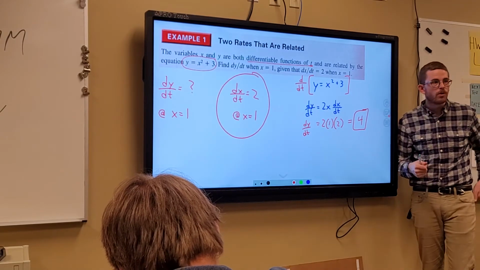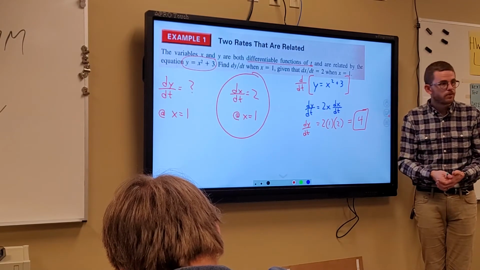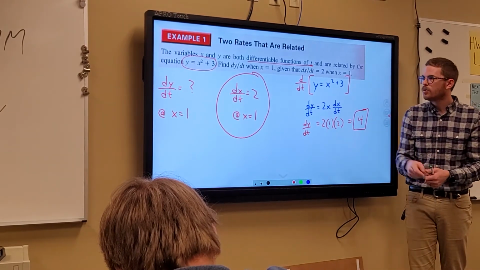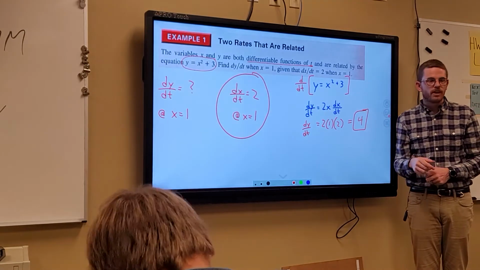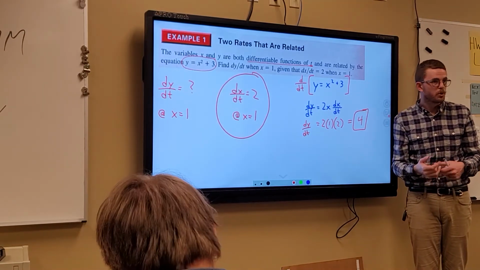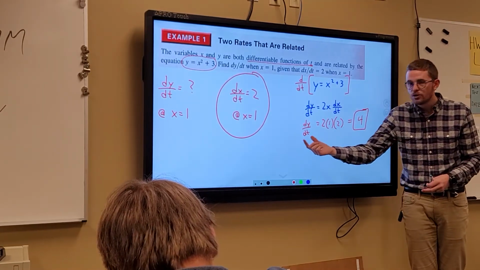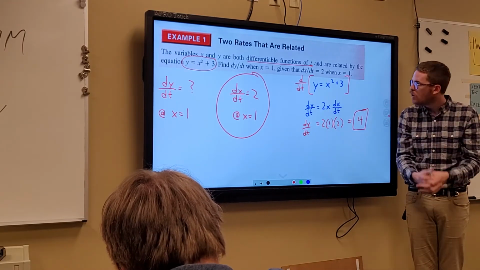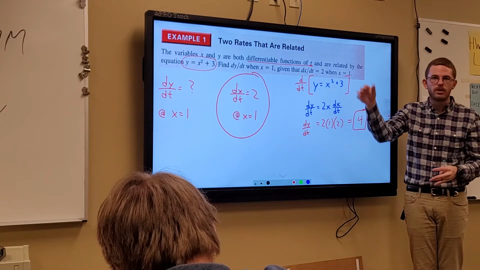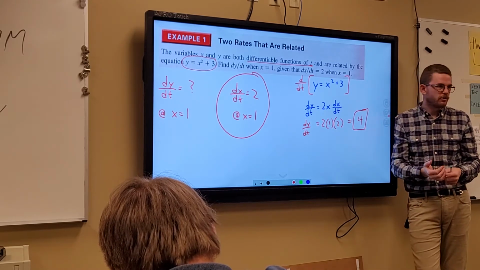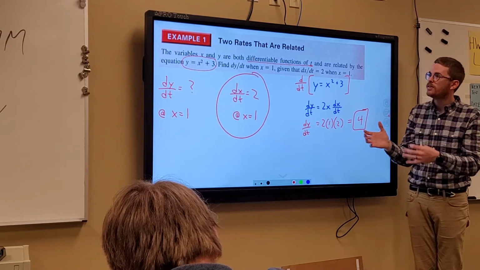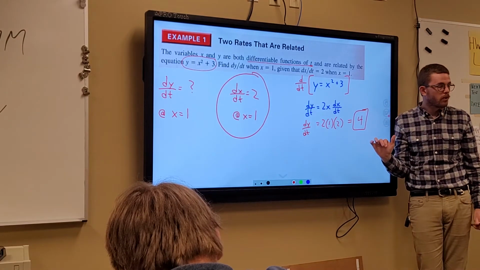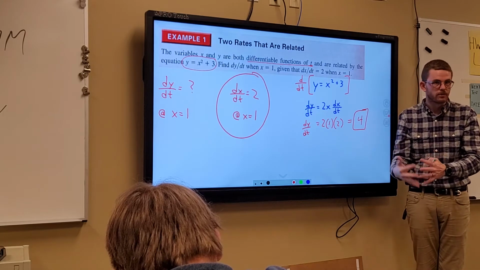We were looking for the change in y with respect to time at the moment where x is 1 and the change of x with respect to time was 2. We wanted to know, what was y doing? How was y changing at this moment where x is 1 and dx over dt is 2? This was a specific moment, and we were finding what dy over dt was doing, while this other stuff was doing these other things.